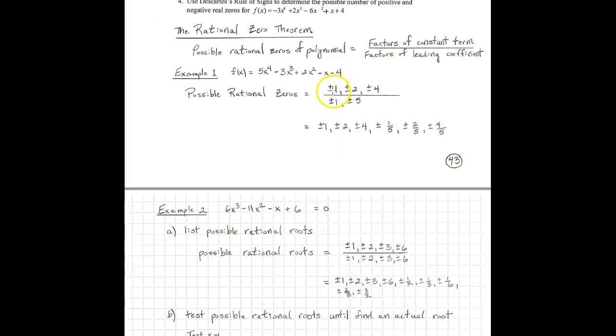So I take every term up here, divide it by every term down here, and I can see that all my possible rational zeros are plus or minus 1, plus or minus 2, plus or minus 4, then plus or minus 1/5, plus or minus 2/5, and plus or minus 4/5. Okay, so those are all my possible rational zeros. I would have to then go and check until I found one. And then I could use synthetic division to do that, or just check it by plugging it in.